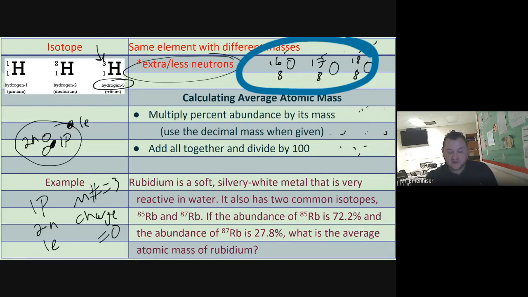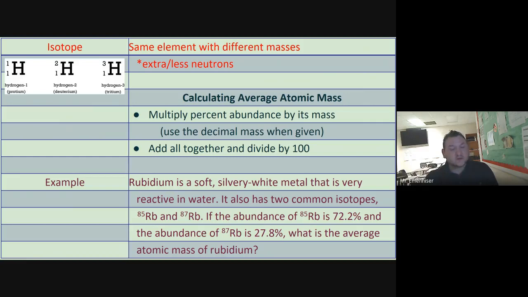So if these 3 are the isotopes of oxygen, what we do is we do a weighted average, and I'll show you how to calculate in a second. And what we end up with is an average mass of 15.999. Okay, so how do we calculate that? We multiply the percent abundance by its mass. But we need to use the decimal when it's given. And then we're going to add them all together and then divide by 100.